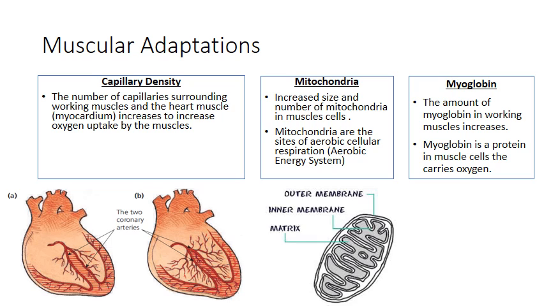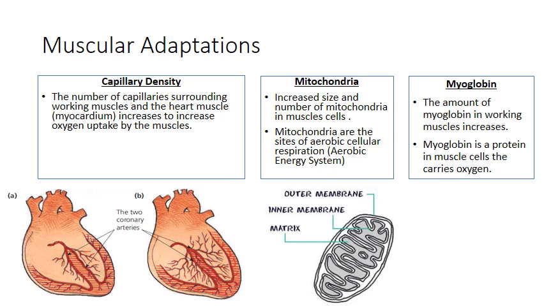So some of those adaptations are the capillary density, so the density of capillaries that are surrounding your working muscles and also your heart, which is a muscle, that increases. So you have increased capillary density around your working muscles. That will result in more efficient supply and diffusion of oxygen into the muscles and also of carbon dioxide out of the muscles.